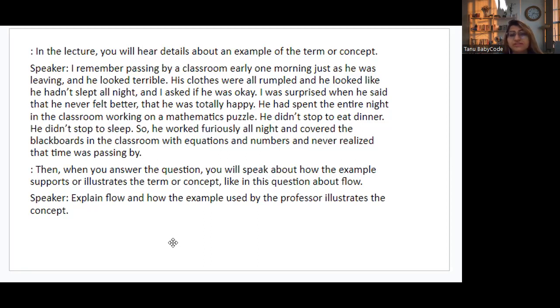So, when you answer the question, you will speak about how the example supports or illustrates the term or concept, like in this question about flow. You have to explain how the example used by the professor illustrates the concept. This is your question: explain flow and how the example used by the professor illustrates the concept. You have to explain flow and then you have to explain the example also.